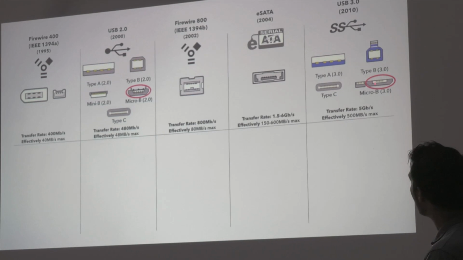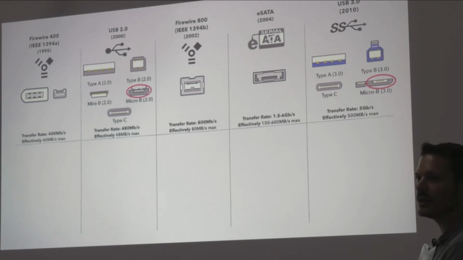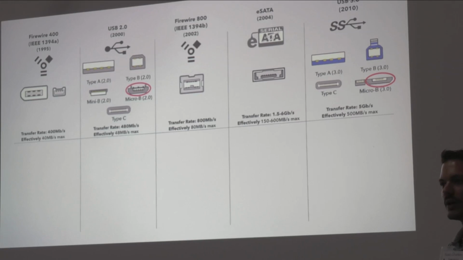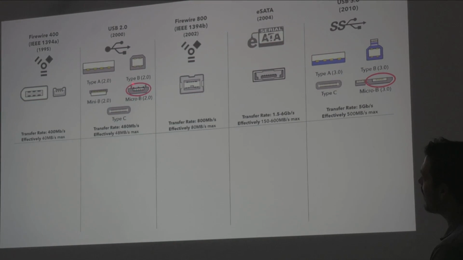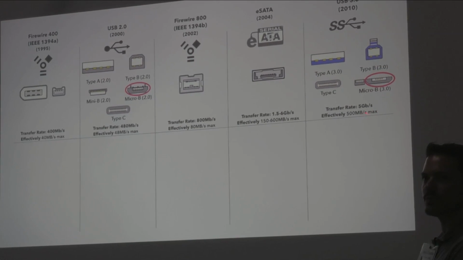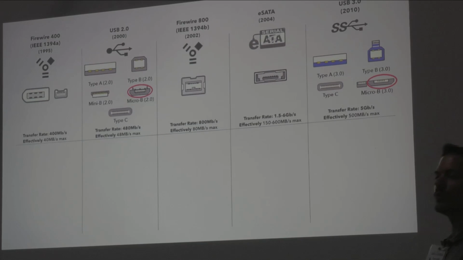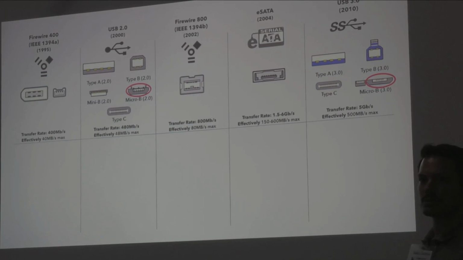So technically, if you have a USB 3 drive and a USB 2 cable, you could actually plug the cable with that connector into this port, and it would give you USB 2 speeds. Sorry, it would work, it would just give you USB 2 speeds.